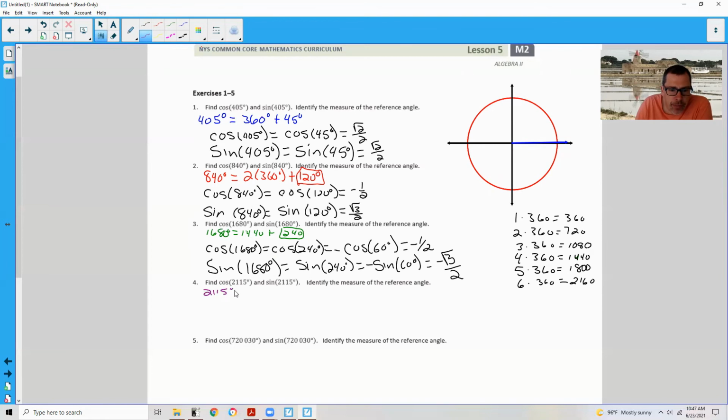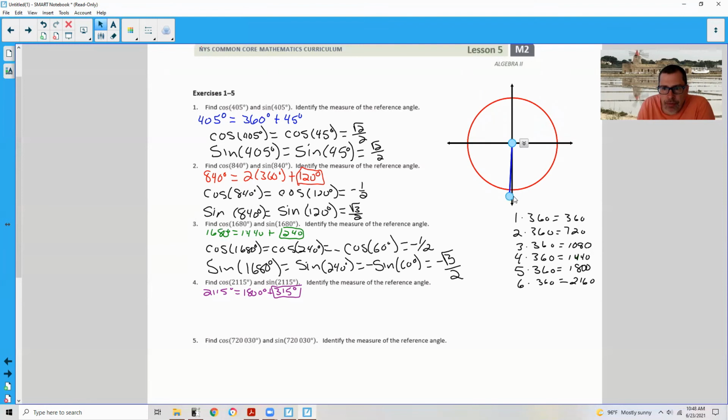2,115 degrees equals 1,800 degrees plus 315 degrees. And there is my reference angle. Sort of. Remember, reference angles are the angle between the terminal ray and the x-axis. So then what this means is I'm going to do 5 full rotations, which would get me back to here, and then go another 315 degrees.